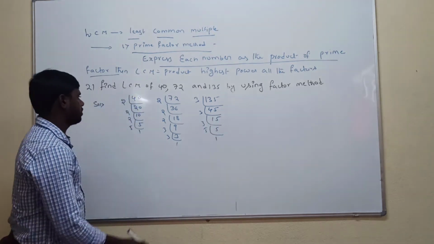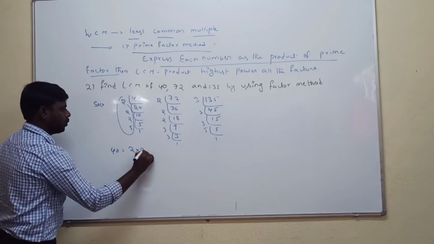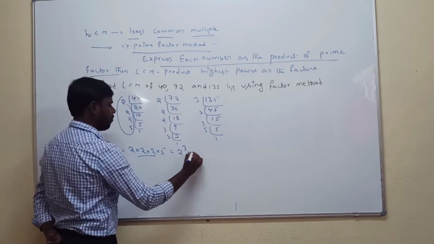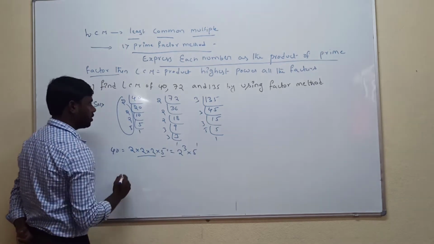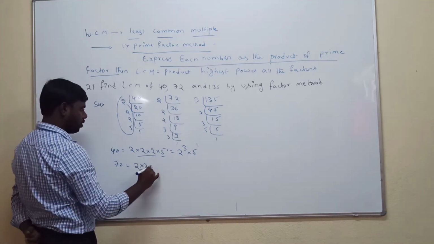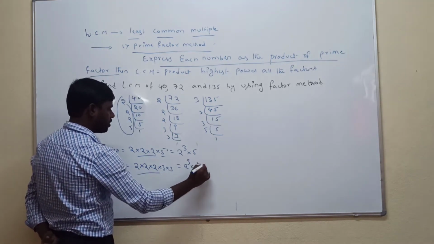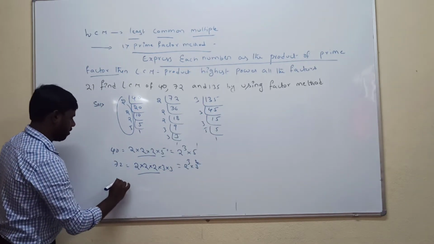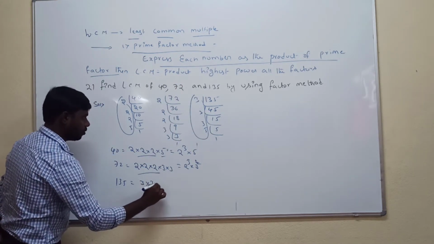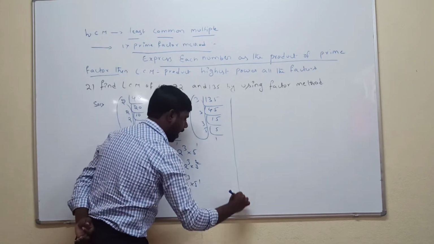Now write the factors. The first element, 40, is equal to 2 into 2 into 2 into 5. How many times is 2 repeated? 3 times, so cube. 5 is repeated only one time. The second element is 72. Its prime factors are 2 into 2 into 2 into 3 into 3: 2 repeated 3 times, 3 repeated 2 times. The next one is 135. Its factors are 3 into 3 into 3 into 5: 3 repeated 3 times, 5 repeated 1 time. Then LCM is equal to.